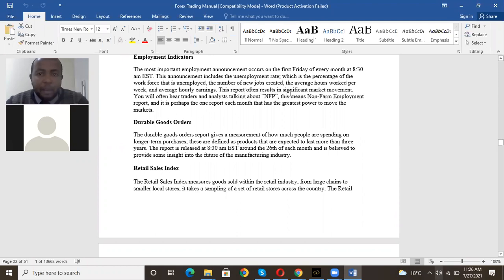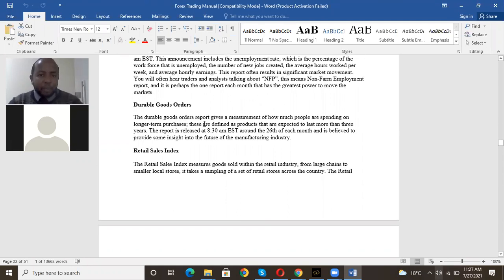This report often results in significant market movement. You will often hear traders and analysts talk about NFP. It means the non-farm employment report, and it is perhaps the one report each month that has the greatest power to move the markets. I really enjoy trading NFP, because NFP basically gives us a clue of how the economy is doing. If we have more people employed, of course, they will be spending more. If you have more people with jobs and good salaries, that means more people can spend in the economy, and of course, the currency will be gaining.